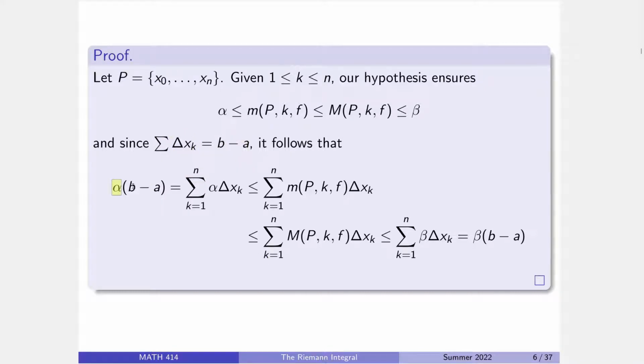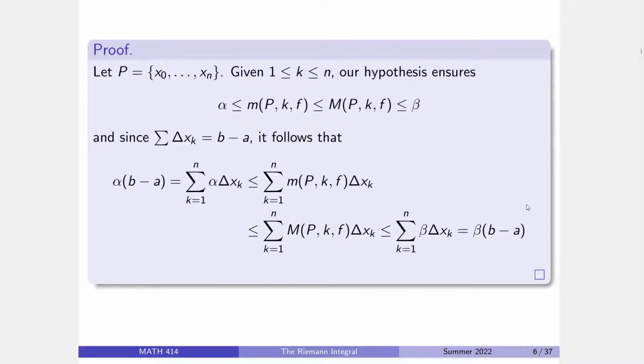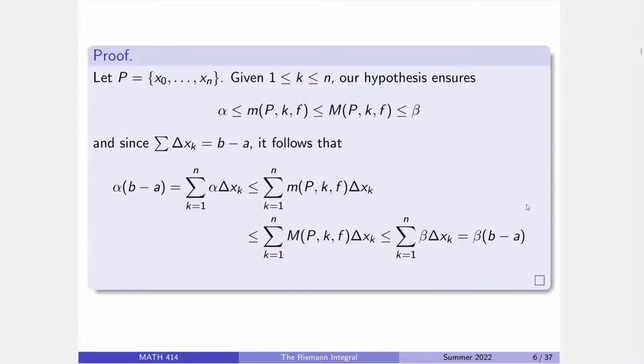So if we look at alpha times (b minus a), well, b minus a we proved is equal to this sum. Alpha is always less than or equal to that. The delta x_k's are always positive, so this is always less than or equal to that. This is always less than or equal to that, and these are positive. And these are always less than or equal to that. So then we get there, and there we go. Proof over. Yeah, not too bad. It's not awful at all.